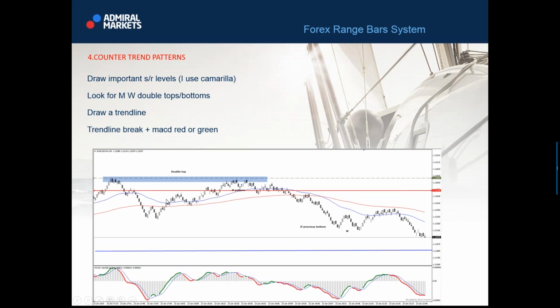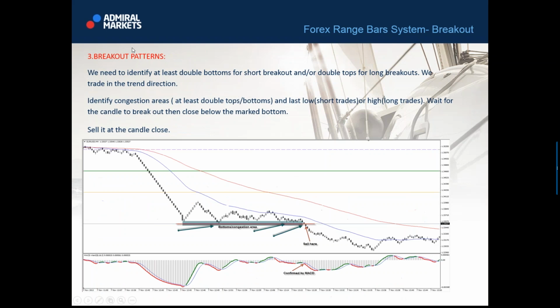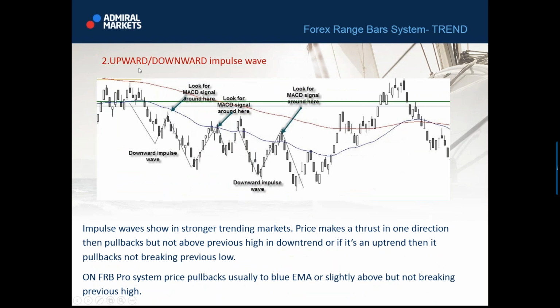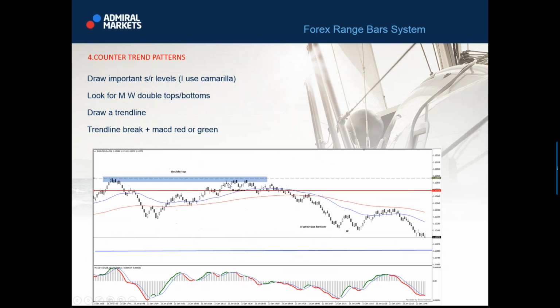But I would advise you guys that you stick with breakout and trend patterns, consolidation and upward downward impulse waves, because counter trend in these market conditions has become dangerous. You see how the price is going up, it's going down. So I advise you only to take trend trades. We will leave counter trend patterns until the Greece situation and euro dollar calm a little bit. So we will not be mentioning counter trend today, only trend and breakout.